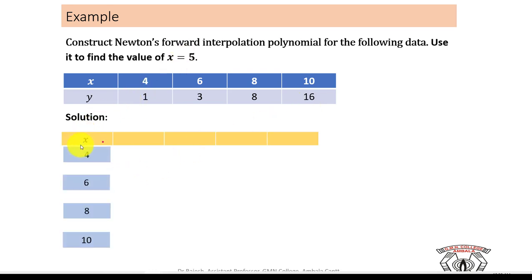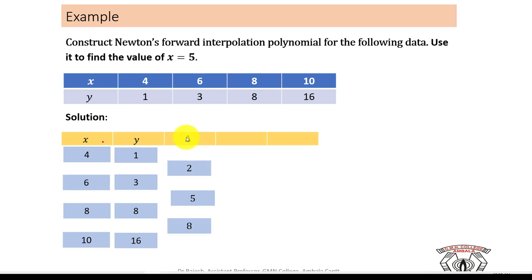So here x is 4, 6, 8, 10 and y is 1, 3, 8, 16. This is delta. 3 minus 1 is 2, 8 minus 3 is 5, 16 minus 8 is 8. Similarly, 5 minus 2 is 3 and 8 minus 5 is 3, and the third order will be 0. So we have constructed the table.